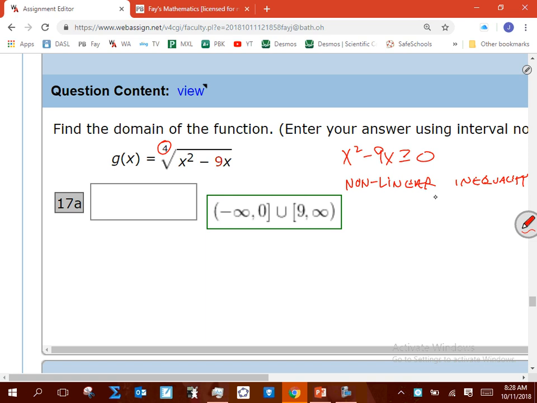So what we're going to have to do is factor this. We take out an x, which means x times x minus 9 is greater than or equal to 0, right? Now, anytime you have a nonlinear inequality, they could be ratios, they could be, in this case, a quadratic. There are all types of nonlinear inequalities. They all get addressed by the same procedure. We draw our number line.